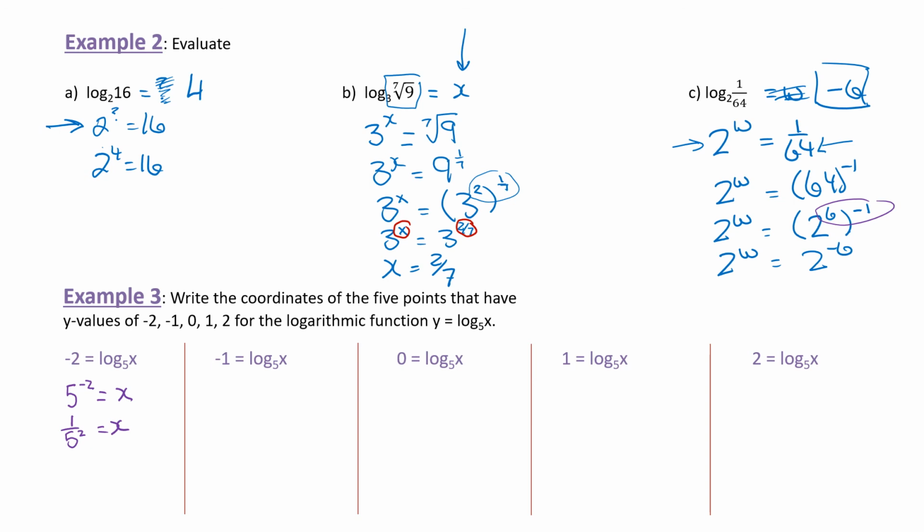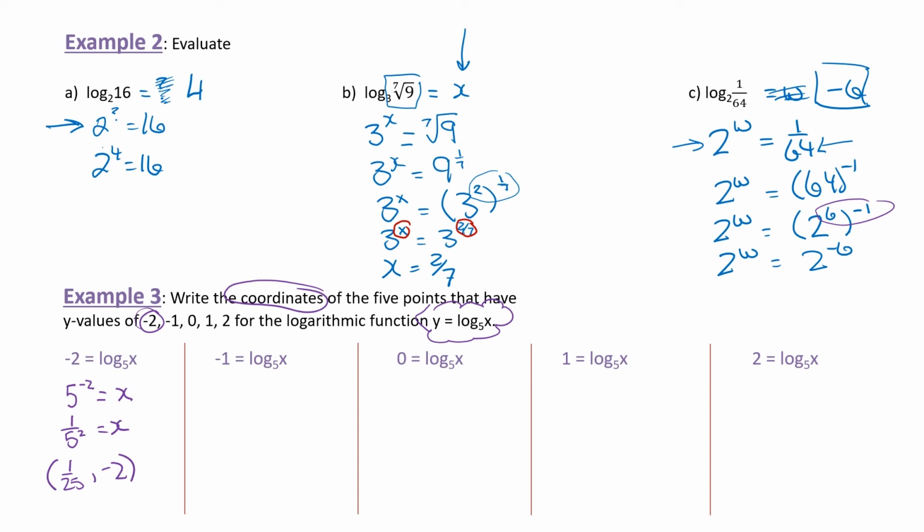So the coordinate, remember the question said write the coordinates? So this coordinate, the x value is 1 over 25. And the y value that we put in here originally is a negative 2. So that's a coordinate on this graph right here. When we need to graph that, that will be the first coordinate we can put on our graph, which is pretty hard to do, 1 over 25.